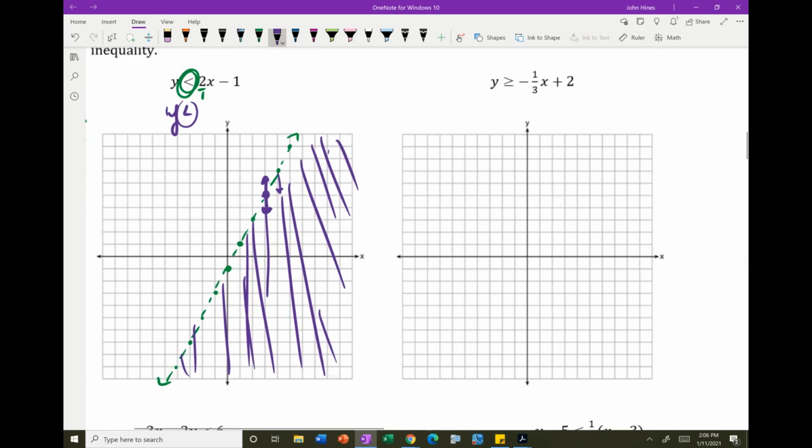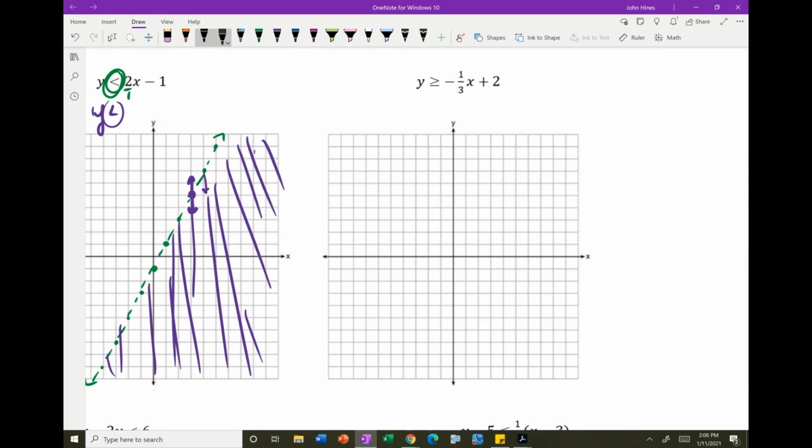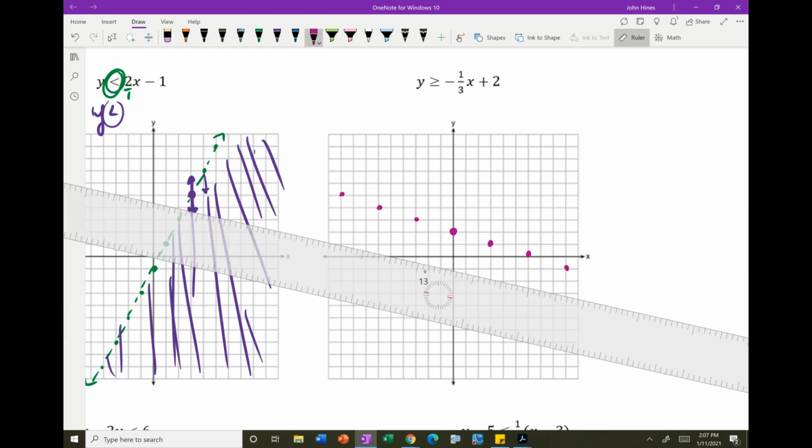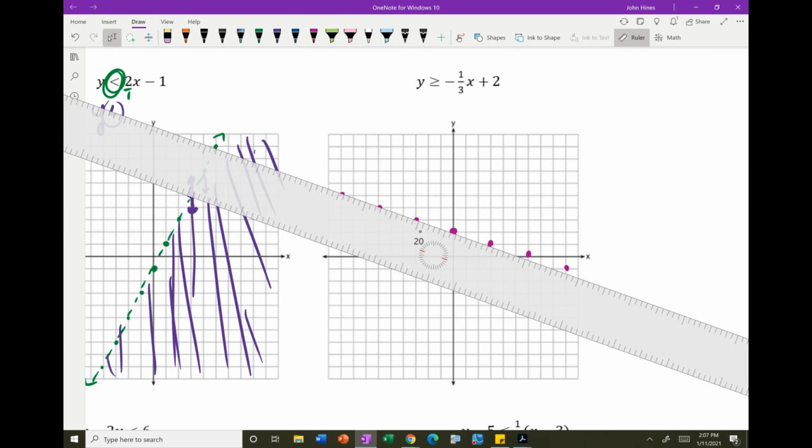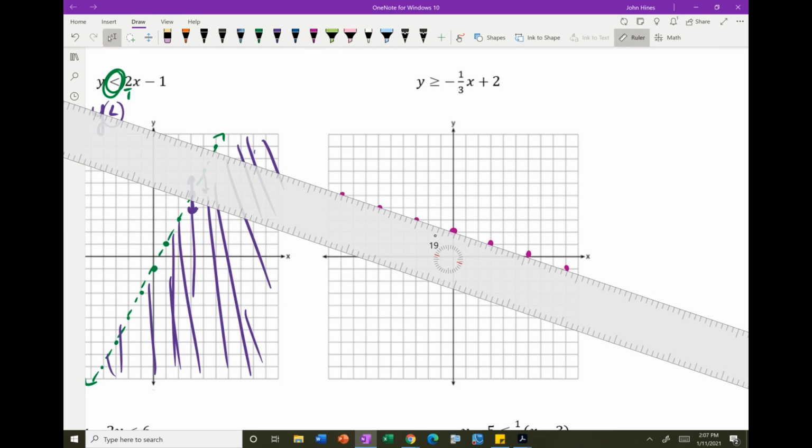All right, let's try this one here. Same steps. Pretend it's a line. Let's graph that line. Start at 2, slope of negative 1/3. Down 1, right 3. Draw in that line. I didn't pause. That's what you guys have to watch out for.